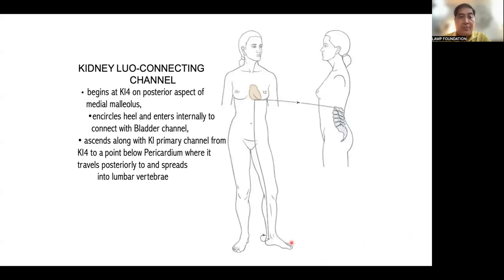Next, we have the luo channel of the kidney. So, it separates from the primary channel at kidney 4. Dito po yung kidney 4. Then it connects with the urinary bladder at the Yuan source, no? Which is bladder 64. Then a branch will follow the kidney channel upward to a point below the perineum, then threads its way through the lumbar vertebra.